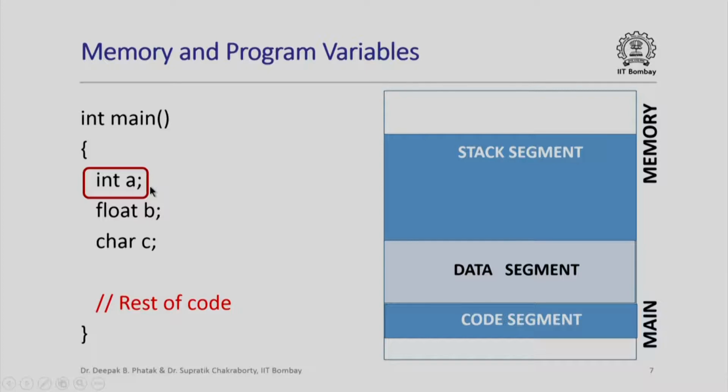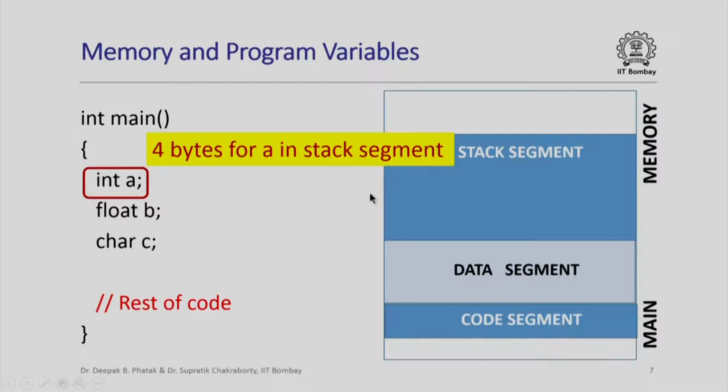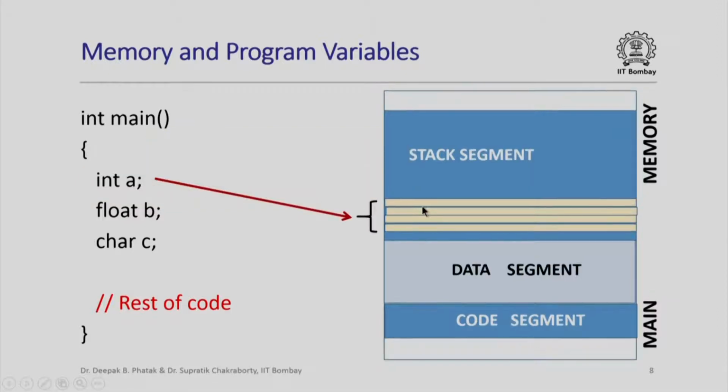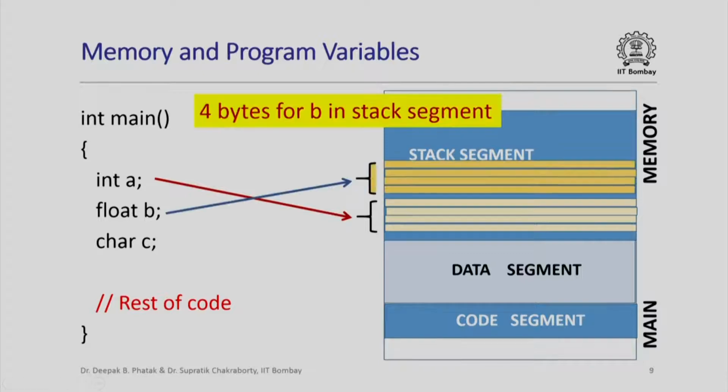So when I have this integer variable a, since we know that integer variables require 32 bits or 4 bytes, I need to have 4 bytes for a in the stack segment. However, each addressable memory location can only store 1 byte, so I must have 4 memory locations reserved for the variable a, and these 4 memory locations for a variable will be contiguous or successive memory locations in the stack segment. Similarly, for the variable b, which is of type float, if you recall, we need 32 bits for float data type, so I need 4 bytes, and once again 4 consecutive memory locations in the stack segment will be reserved for storing the values of the variable b.